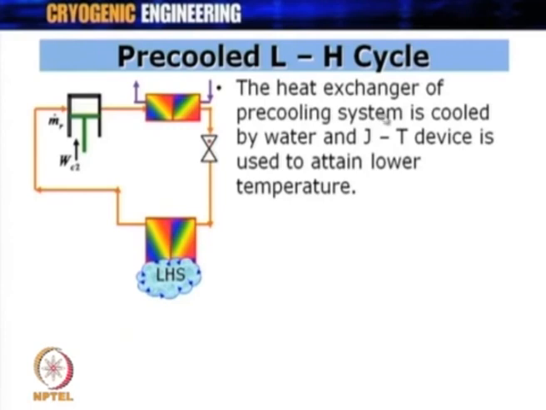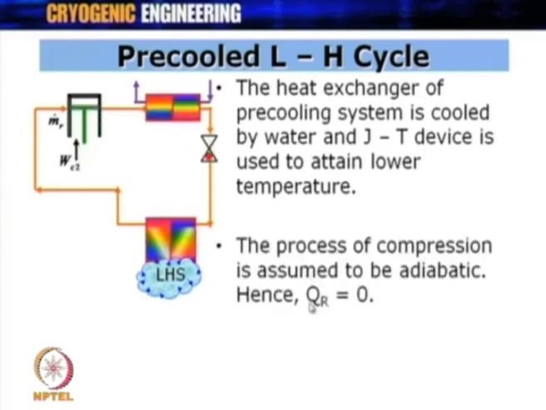The heat exchanger of the pre-cooling system is cooled by water. So, this could be cooled by water, sometimes by air also, and a JT device is used to attain lower temperature. So, what you have is a compressor, the heat exchanger, a JT expansion valve and a pre-cooling heat exchanger. The process of compression is assumed to be adiabatic in this case. So, we have not shown QR over here. We can assume that this compressor is adiabatic, while as you know in the Linde-Hampson cycle we can assume that the process of compression is close to isothermal. So, in this case QR will be equal to 0 because it is assumed to be adiabatic.